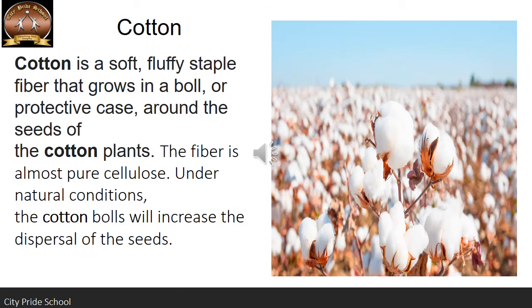Now, cotton is the first major fiber that is obtained from plants. It's a soft, fluffy staple fiber that grows in a ball or a protective case around the seeds of the cotton plant. This fiber is mostly made up of cellulose and it grows under moderate conditions. It requires moderate heat and moderate water or rainfall. If there is too much rainfall, then cotton cannot grow well, and it requires black soil.